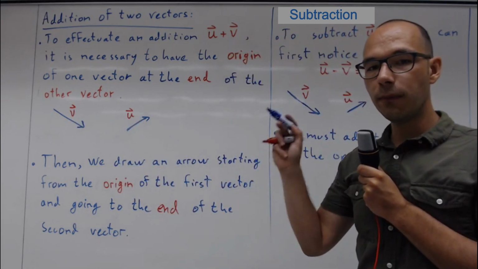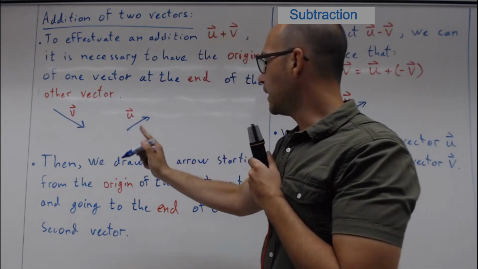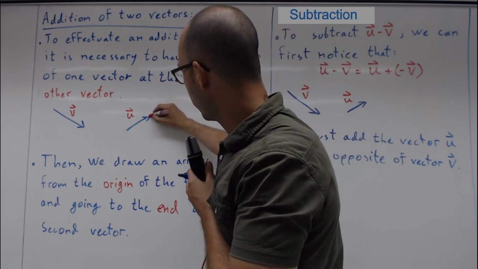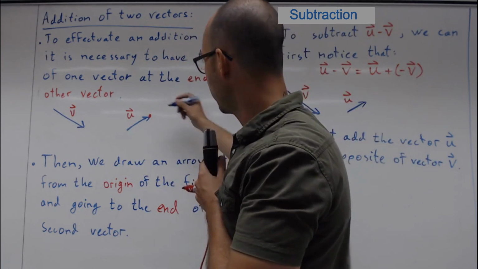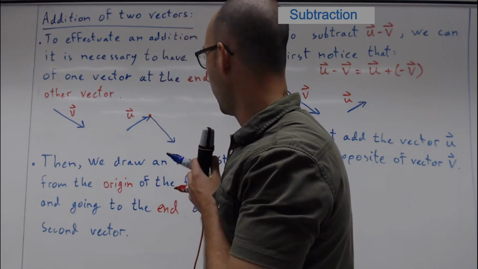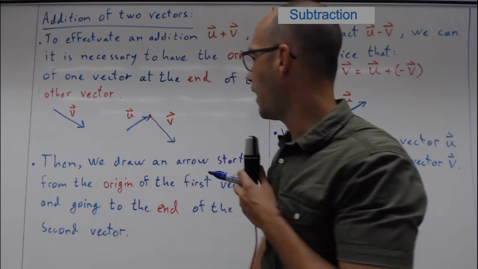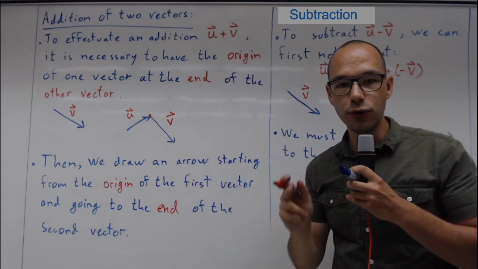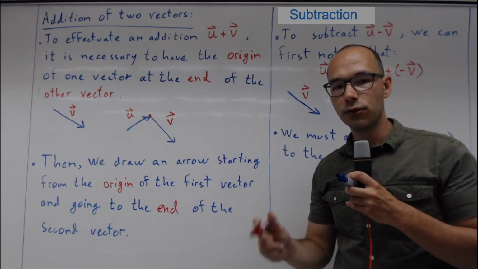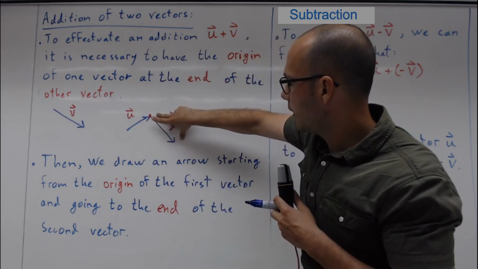First, we put the vector v at the end of vector u. So I will put my vector v right here, at the end of my vector u. So this is your first step towards adding two vectors. You take this vector and you put it right here.